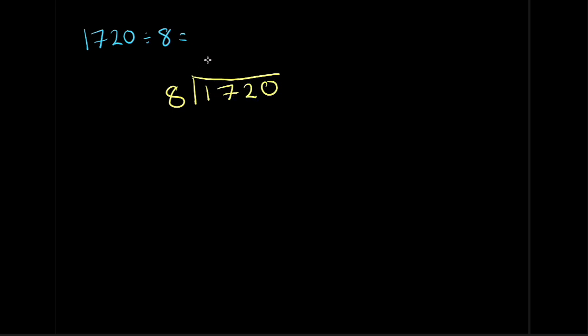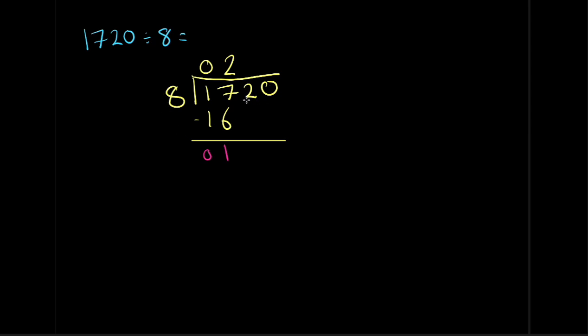How many times does 8 go into 1? 0. How many times does 8 go into 17? Well, 8 times 2 equals 16. So, twice. So we write 16, then we use the minus method. And 17 minus 16 is 1. We drop the 2 down.